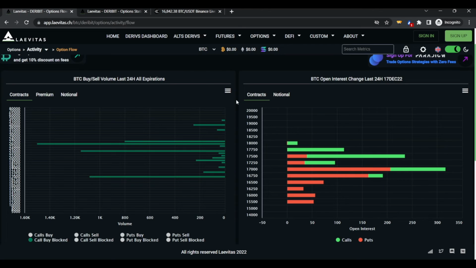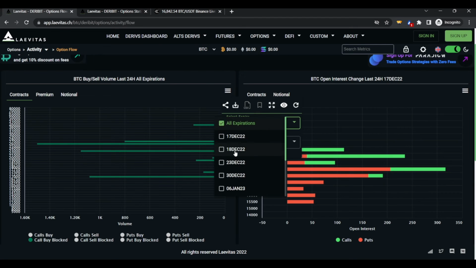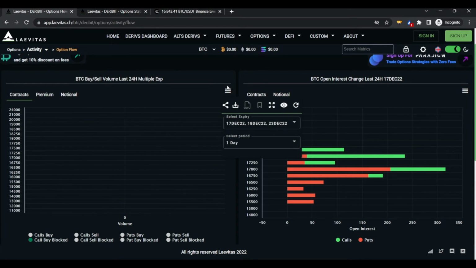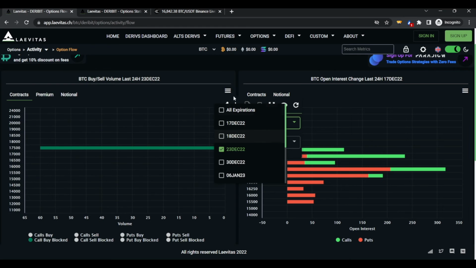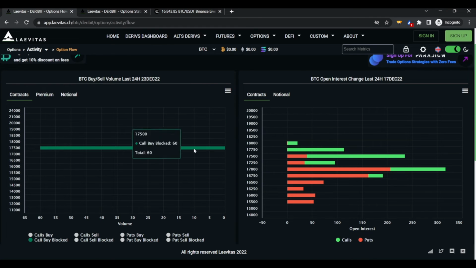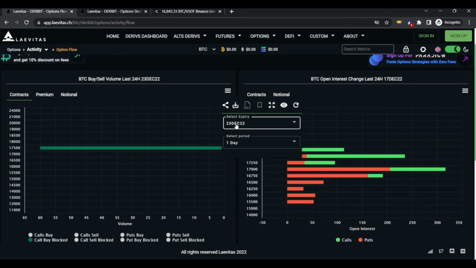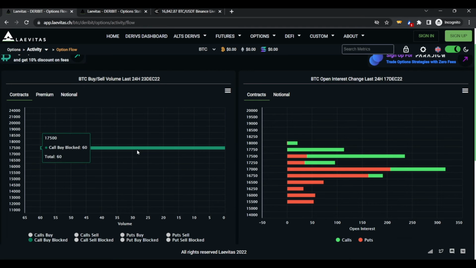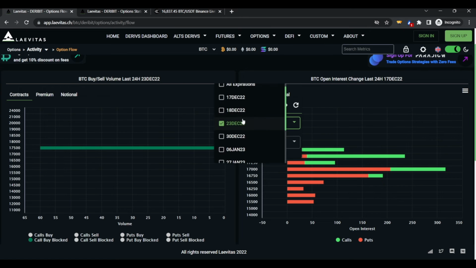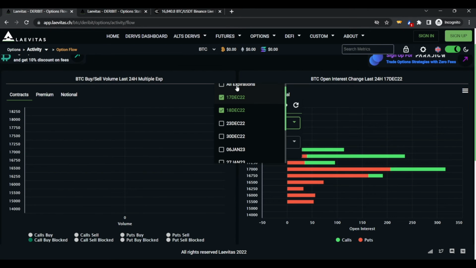Looks like no large traders are trading these next few expiries. Oh, do we have one on the 23rd? Cool. Oh, that's very interesting. For the contract expiring on December 23rd, a very large position of 60 Bitcoin. Someone bought a 17.5K strike, basically betting on price expiring above 17,500. So there you go.